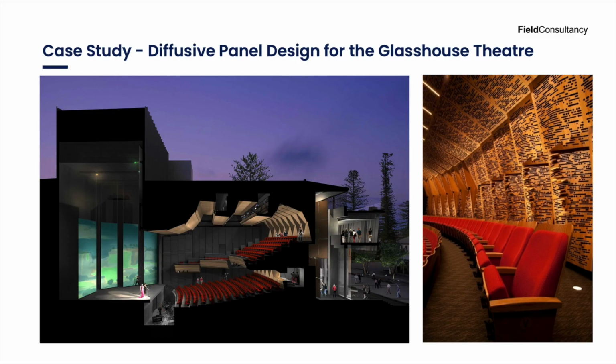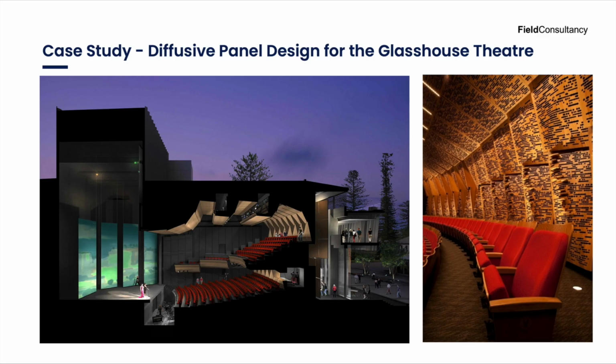The case study I'm going to talk about now is the diffusive panel design for the Glasshouse Theatre. Glasshouse Theatre is a 500-seat multi-purpose theatre designed to be used for any purpose, including school assemblies, musicals, drama productions, and rock music. This theatre had a variable acoustic. What that means is it had deployable acoustic banners that changed the reverberation time according to the use of the space. In this case, the reverberation time could be changed from 1.1 seconds, which is suitable for drama performances, to 1.4 seconds, which is more suitable for musical performances.